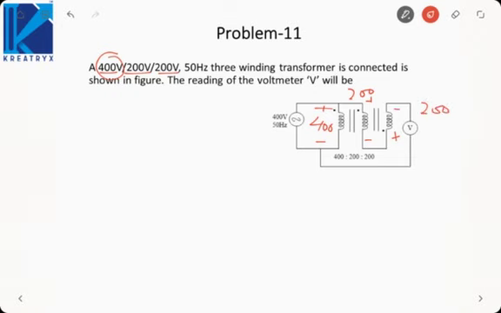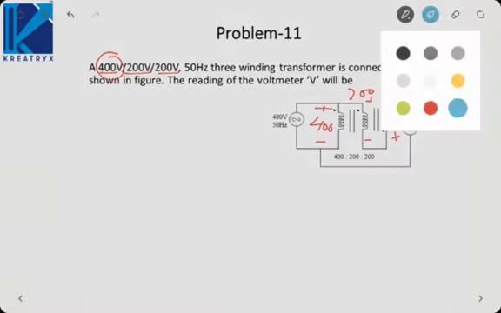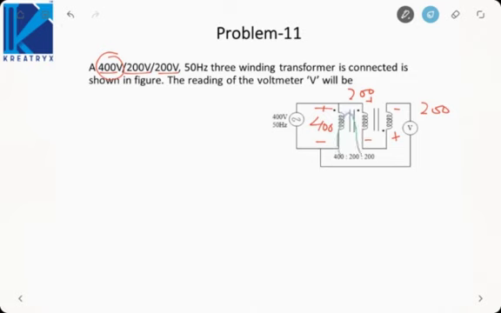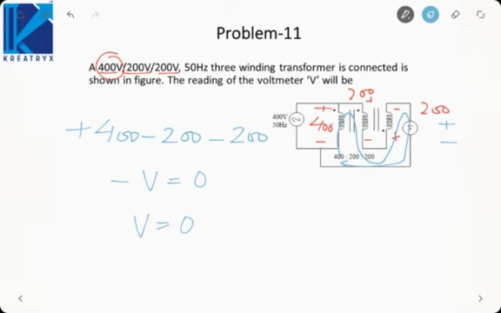So if we apply KVL, let us move on something like this. So plus 400 minus 200 minus 200 plus voltmeter V. So if we take voltmeter terminals as plus minus, V equal to 0. So V will be equal to 0. That is, the voltmeter reading will be 0.